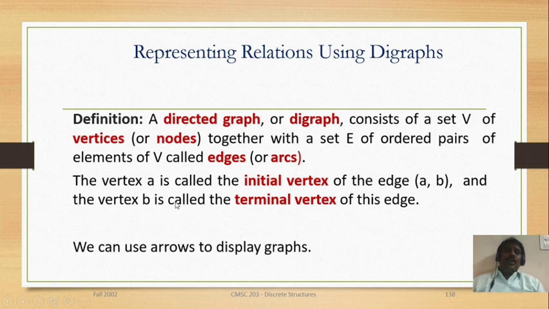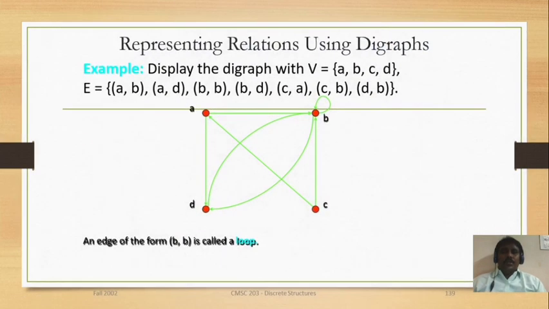So here this is about the digraph. A digraph means a directed graph. A directed graph in the sense it has directions, that means it has arrows. So this is the diagram, representing the relations using the diagram.